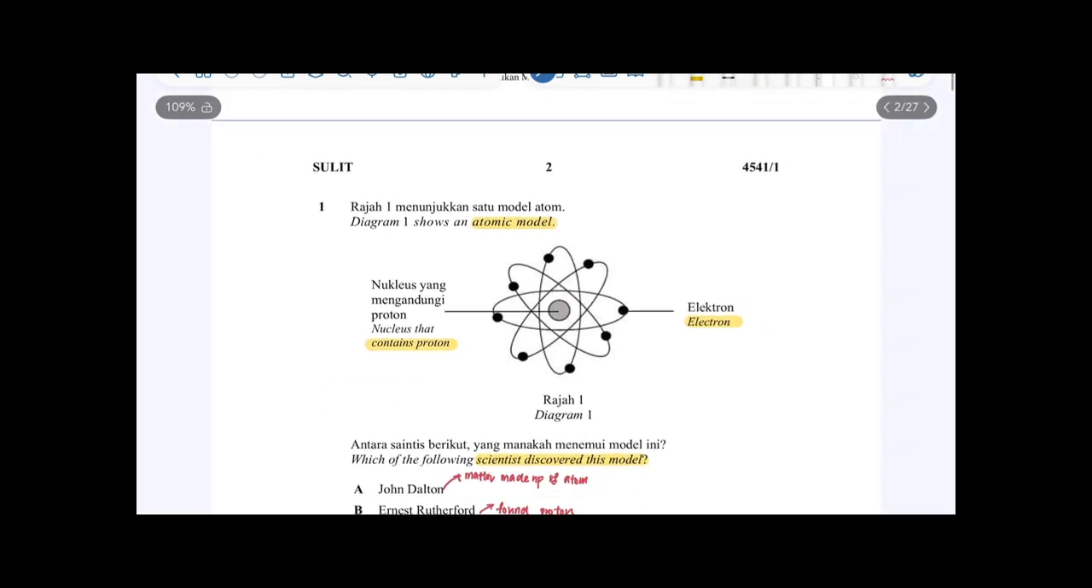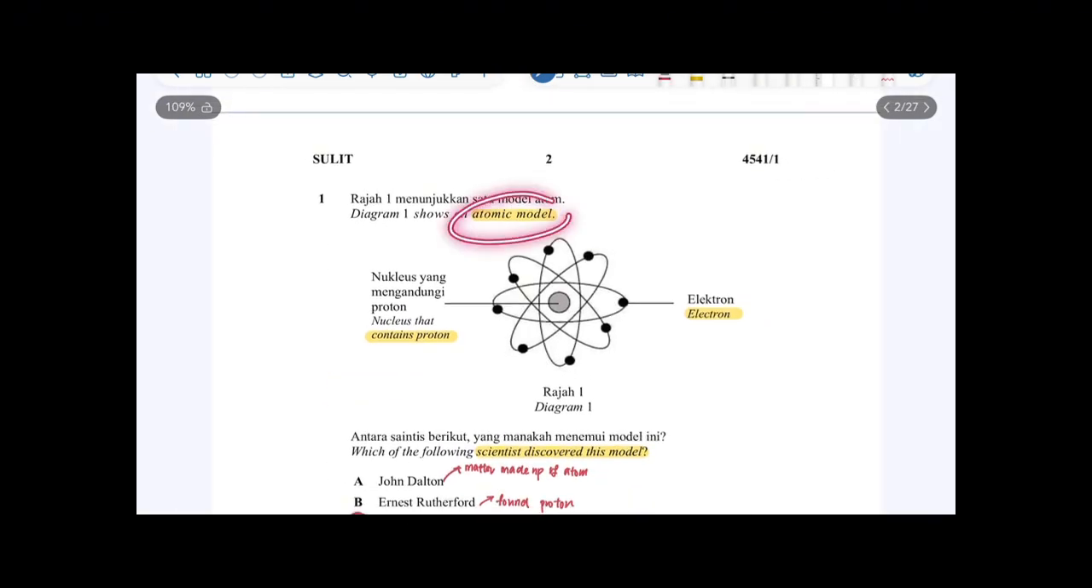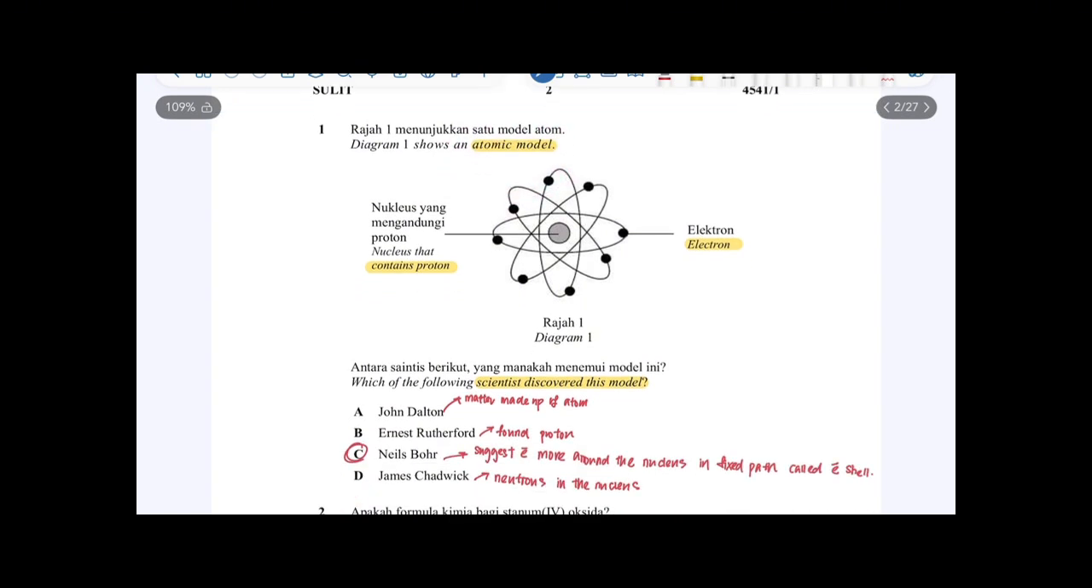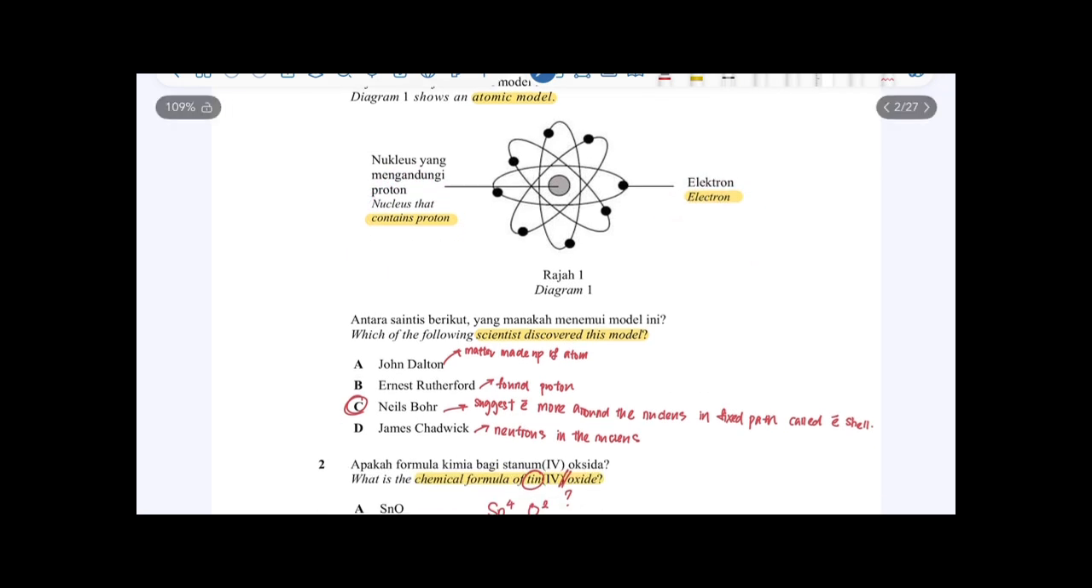Okay, so this is a diagram showing the atomic model, and from the diagram we can see that this is a nucleus that contains the proton and electron. The question is asking which of the following scientists discovered this model. So we have A, B, C, and D. For A, John Dalton stated that matter is made of atoms. But this question is related to the proton and electron, so A will not be the answer.